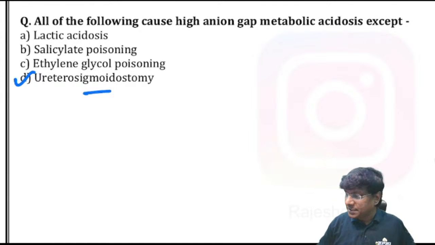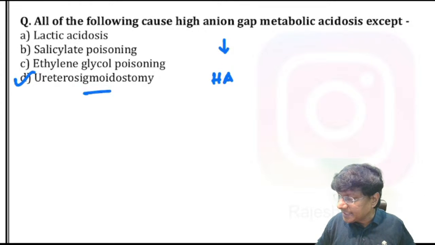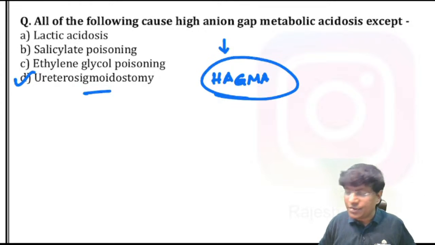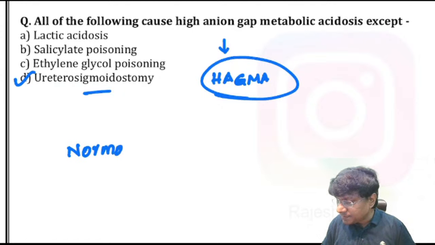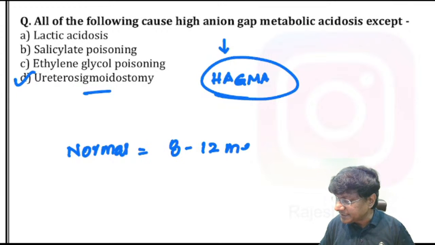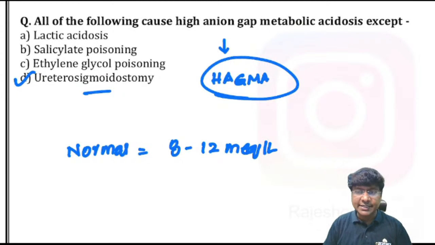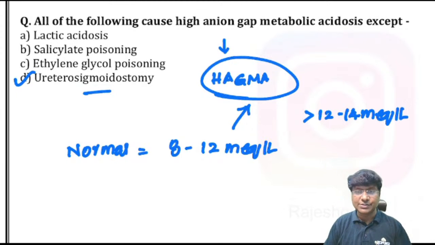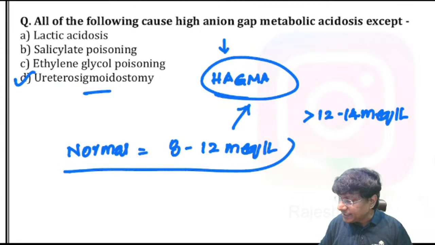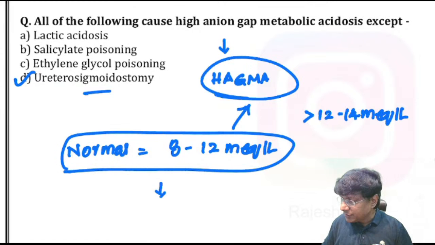So what is this? This is high anion gap metabolic acidosis. What is the normal anion gap? The normal anion gap is around 8 to 12 milliequivalents per liter. Anything more than 12 to 14 milliequivalents per liter, we call high anion gap metabolic acidosis, HAGMA. And if the anion gap of the individual is 8 to 12, we call it NAGMA, that is normal anion gap metabolic acidosis.